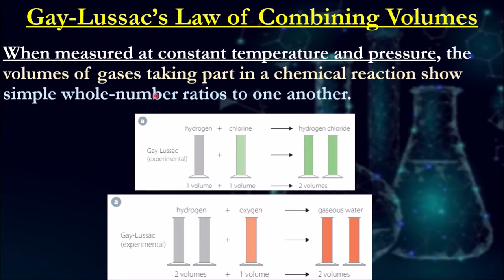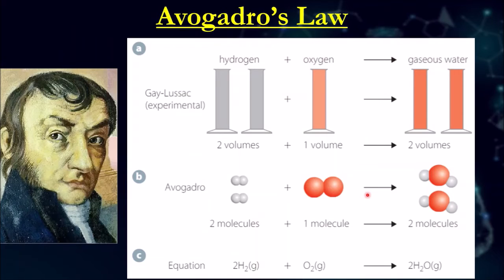Okay, so under constant temperature and pressure, the volumes of gases taking part in a chemical reaction show simple whole number ratios. And this is the fundamental part of when we talk about balancing chemical equations. Why do we do it in whole numbers? Because scientifically, experimentally, we see things combine in whole number ratios. That's why when you balance an equation, you need to use whole numbers. It'd be sort of cheating if you used fractions.